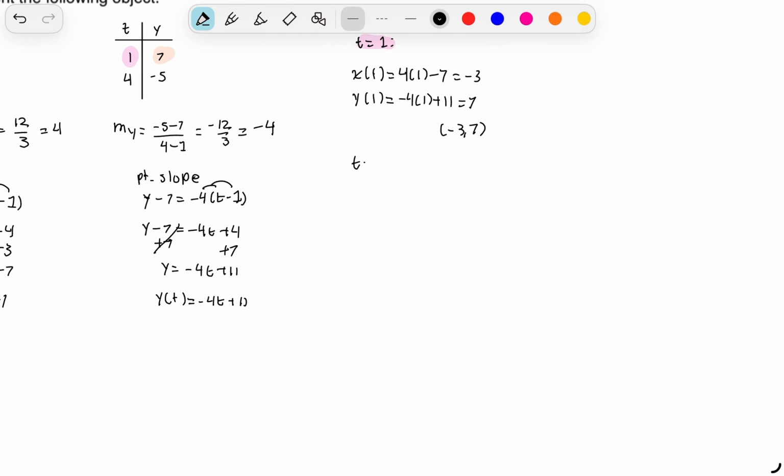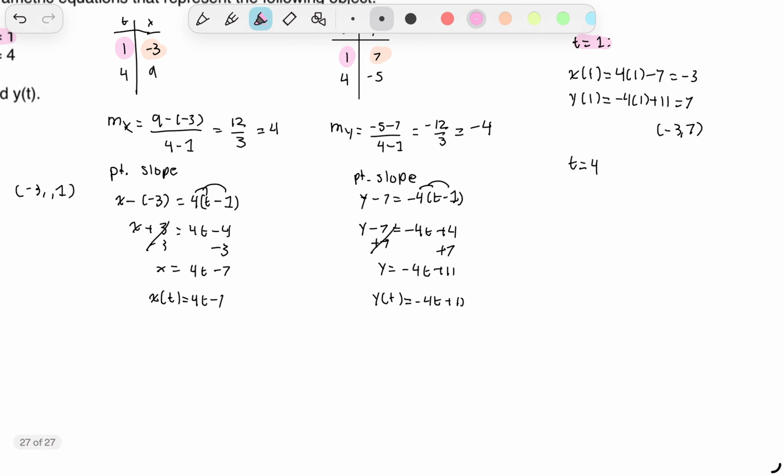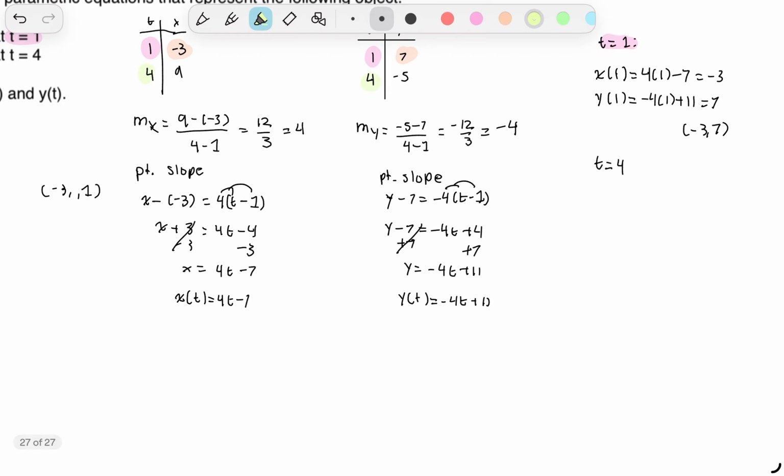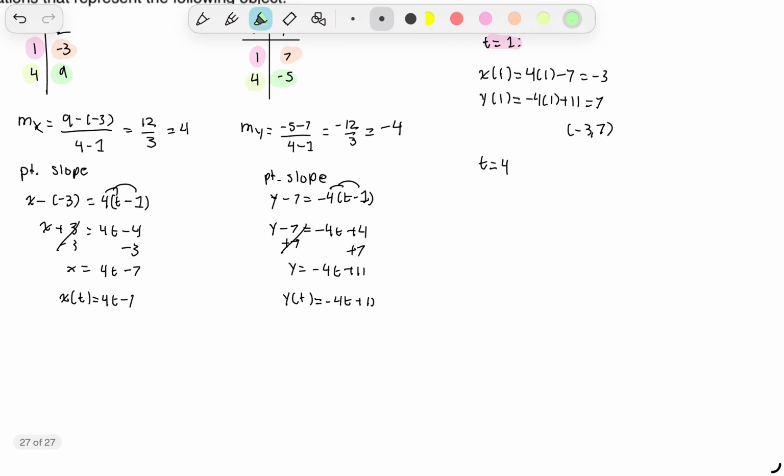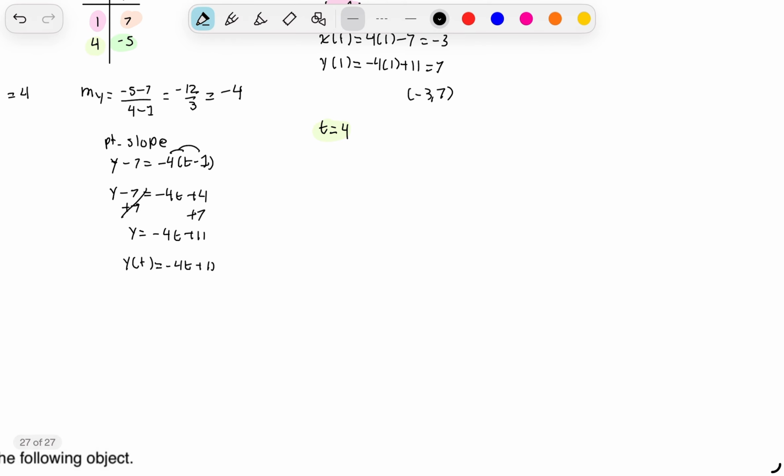Now we're going to check t is equal to 4. So when we had that t is equal to 4, we had the point 9, negative 5. Let's see if this matches. So for t is equal to 4, we are just going to plug in 4 for our t's. So you have x of 4 is equal to 4 times 4 minus 7, which is 16 minus 7 equal to 9. And you have y of 4 is equal to negative 4 times 4 plus 11 is equal to negative 16 plus 11 equal to negative 5. And that's going to give you the point 9, negative 5.